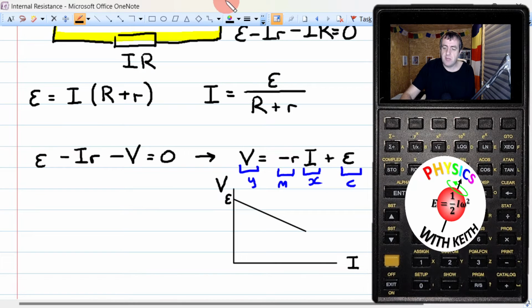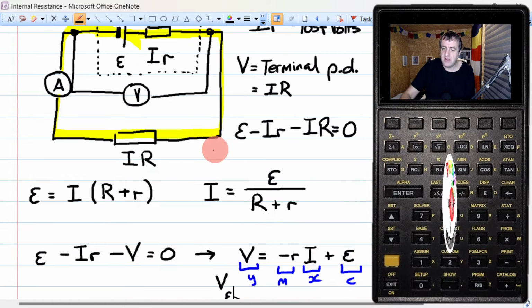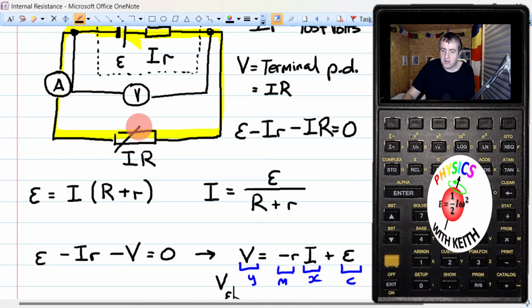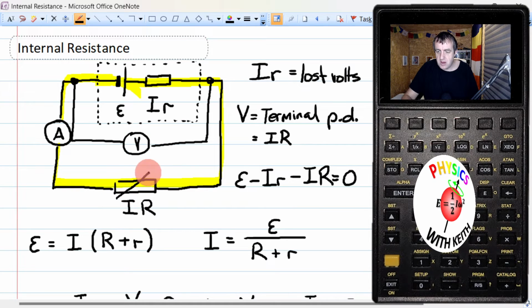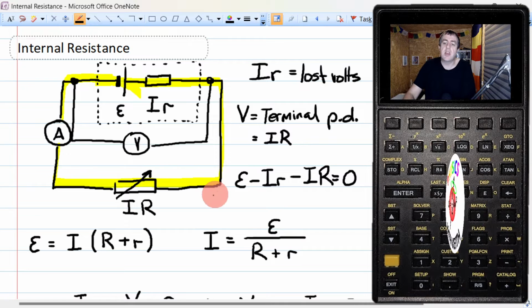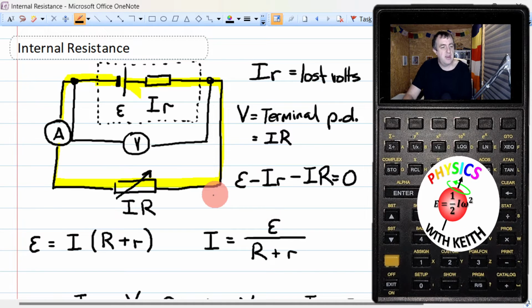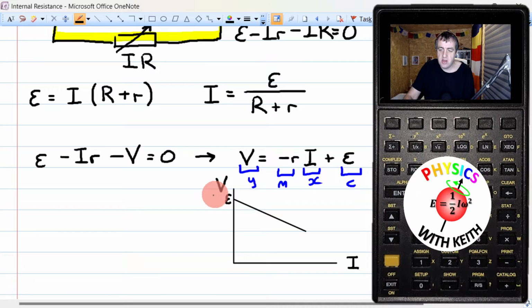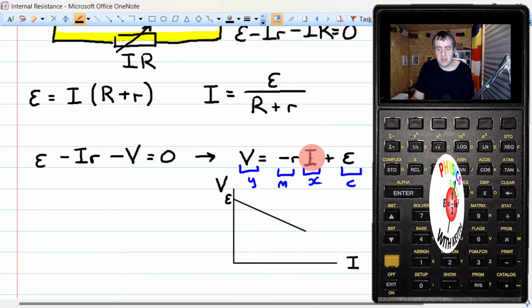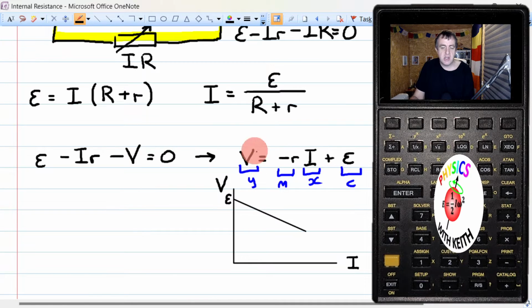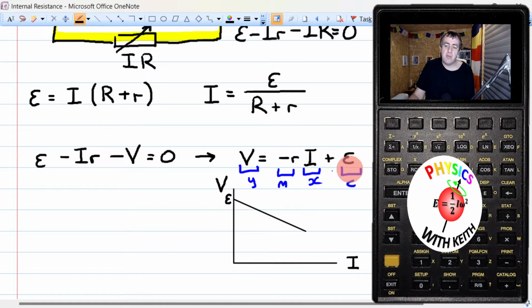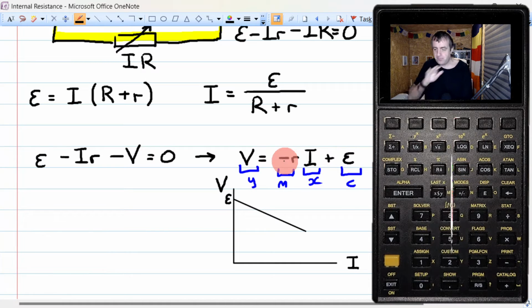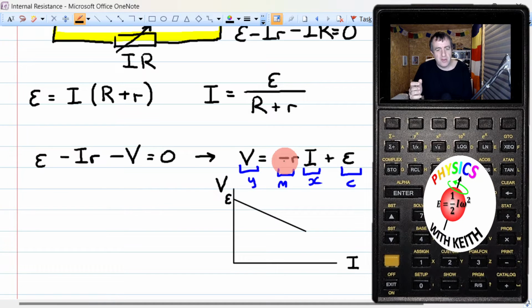To do this required practical, by the way, what we have to do is use a variable resistor as a load, because that will mean we are able to change the current that's passing through our circuit and thus change the amount of lost volts. Changing the current will change the terminal potential difference because it changes the lost volts. Epsilon should remain the same. But that's not really what I wanted to talk about in this video.